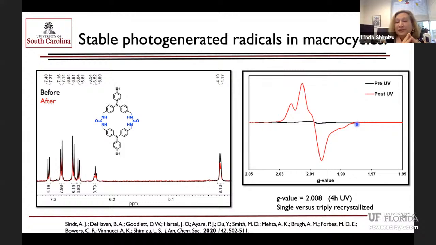These materials still diffract after you irradiated them. And so we can go and take their single crystal X-ray structure, and we see no changes in the X-ray before and after UV irradiation.